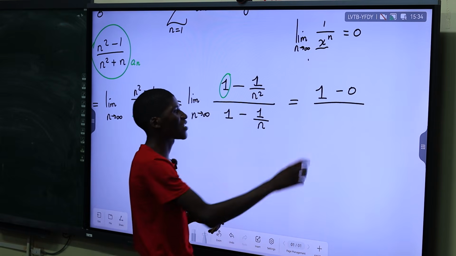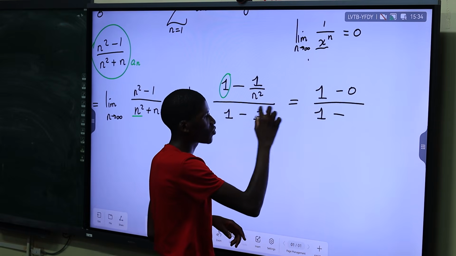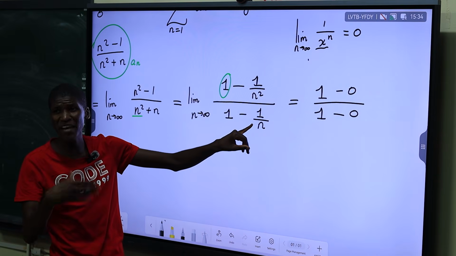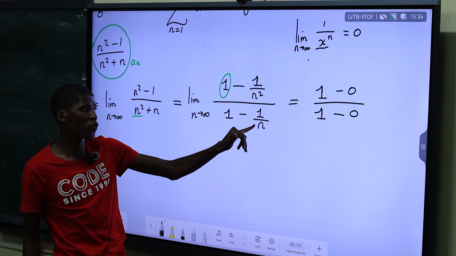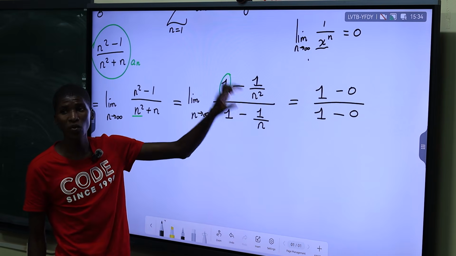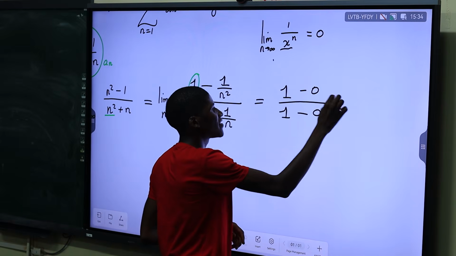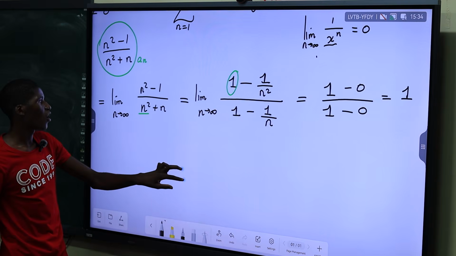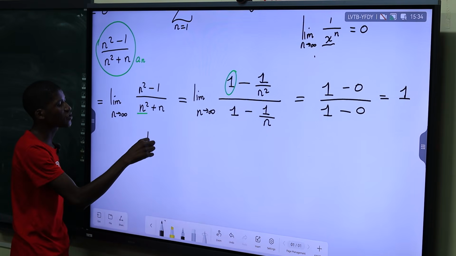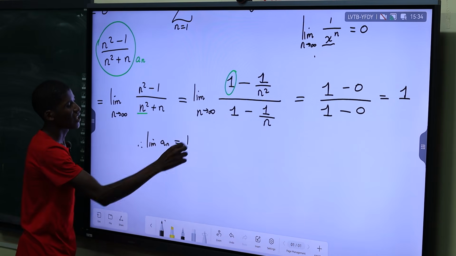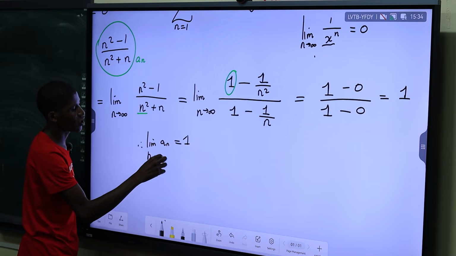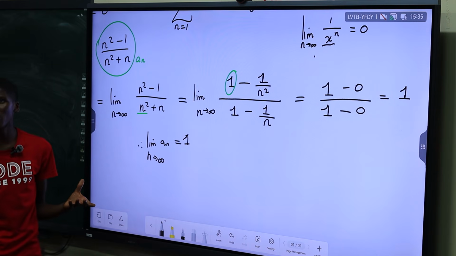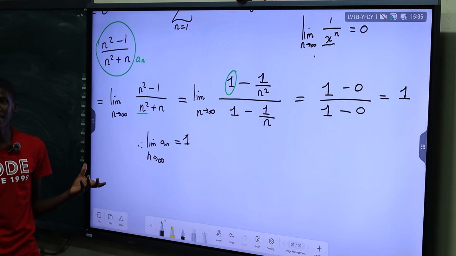Here, the limit of 1 is just going to give us 1, and this one is also going to give us 0, according to the same identity. If n becomes bigger and bigger, if the denominator keeps on growing, this fraction will become 0. That's the identity. So this is equal to 1. So we found out the limit of a_n as n goes to infinity is equal to 1. The question then is, what does this tell us about divergence?